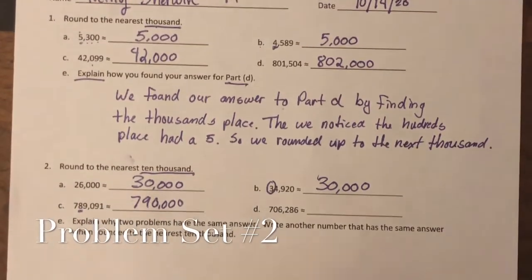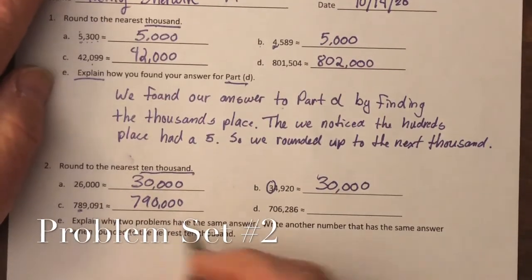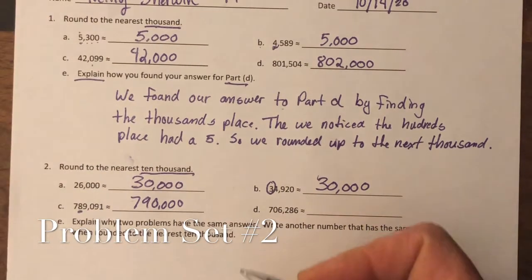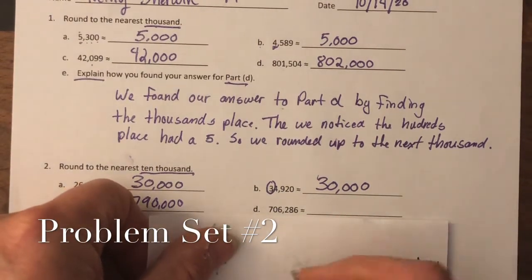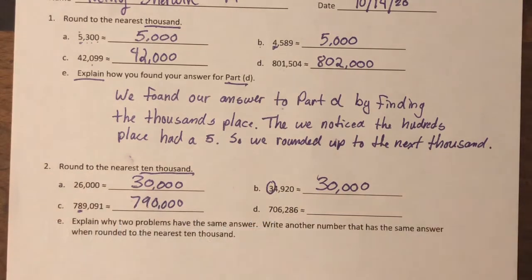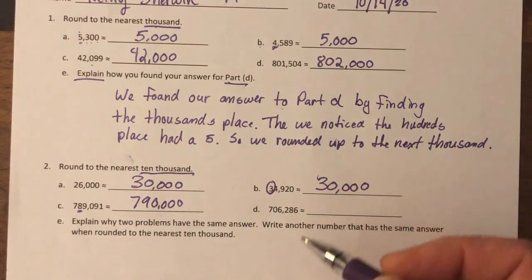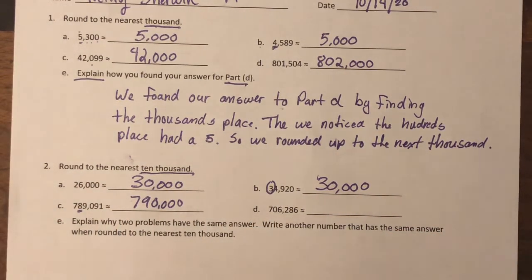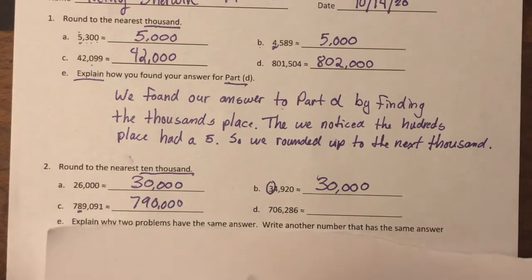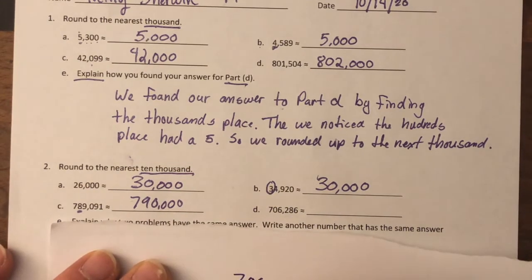All right, so yes, this one was 790,000. Over here, we are at 706,286. Okay, it's been a hard time today with saying these numbers, but it happens. It certainly does. All right, so more scrap paper for me. So 706,286. All right, I am rounding to this place value.